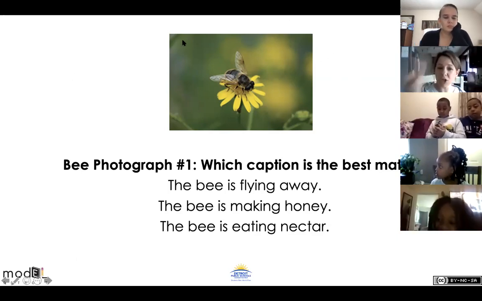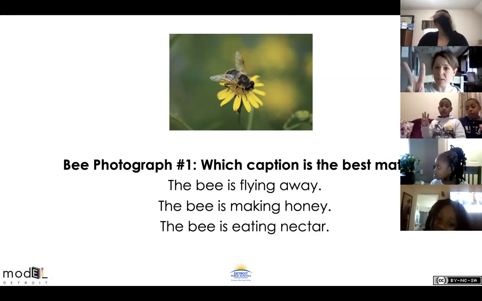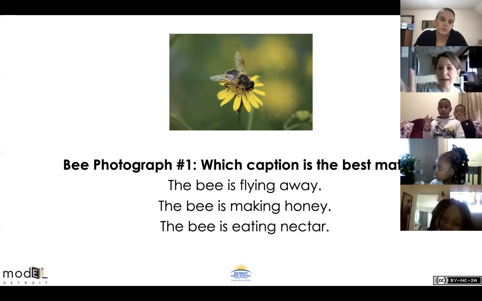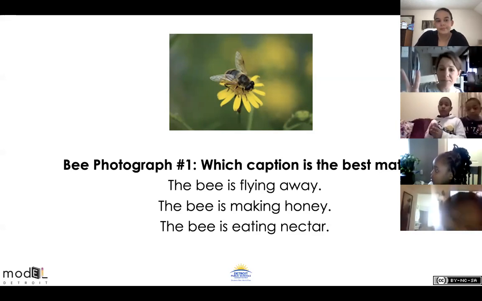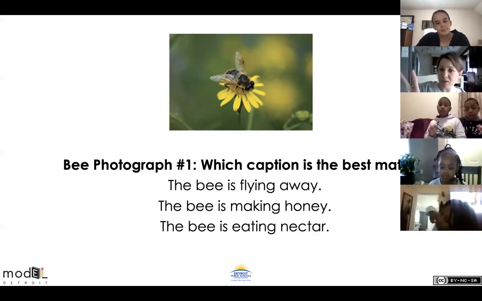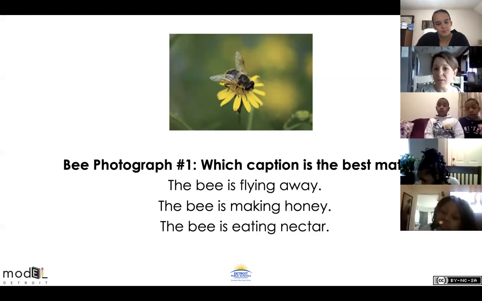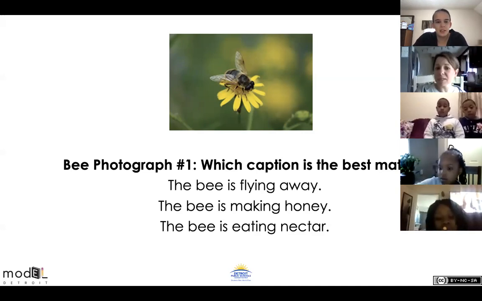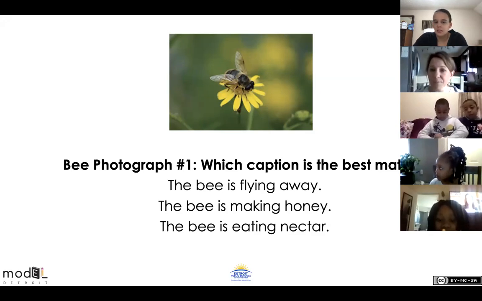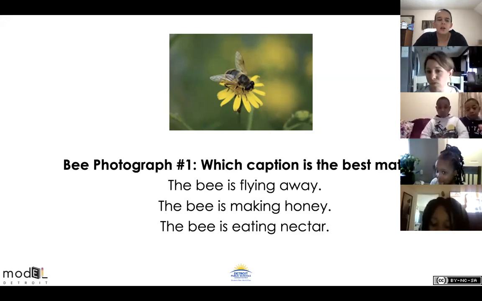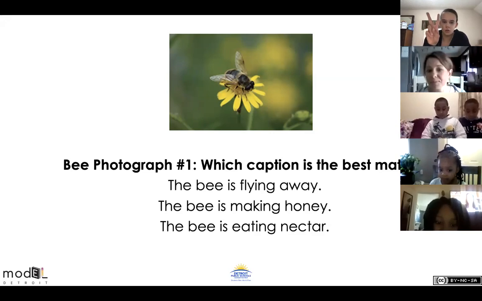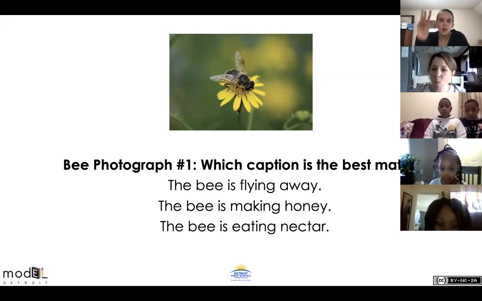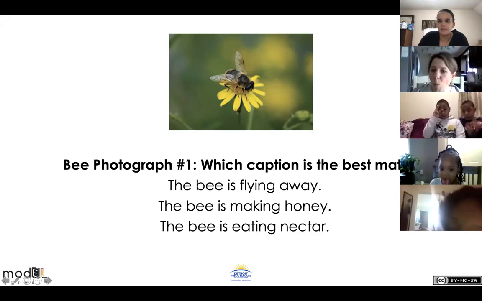So is it number 2, the bee is making honey? Usually bees make honey in a hive with a lot of other bees. The hive is usually grayish brown. Or is it number 3, the bee is eating the nectar? Think about what they go to the flower for. So show us again. Do you think it's 2 that he's making honey, or 3 that he's eating nectar?